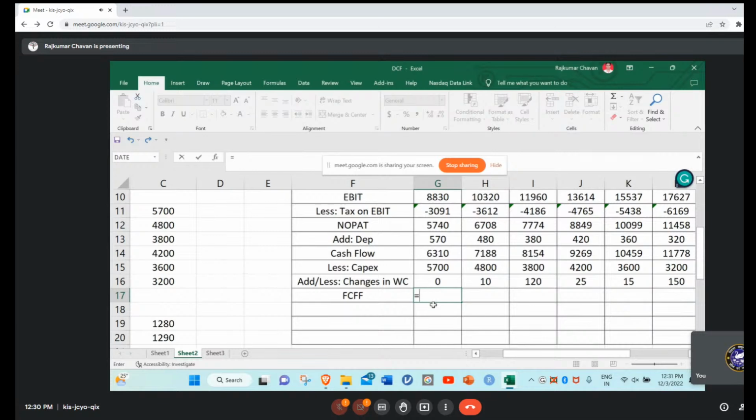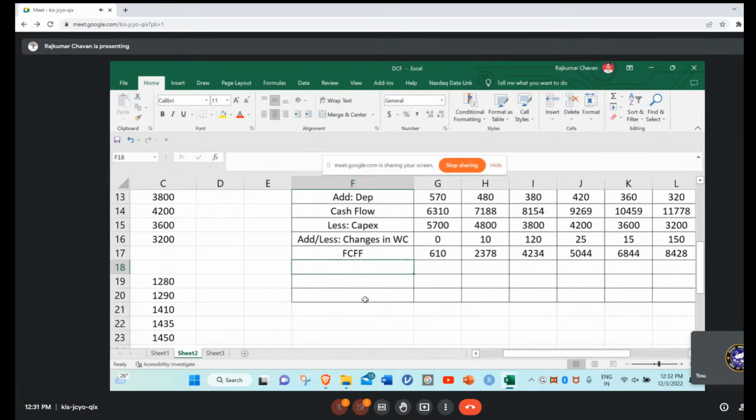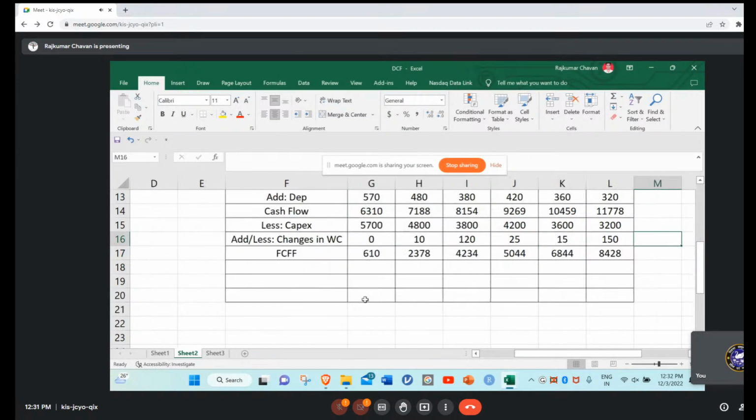NOPAT plus depreciation gives cash flow. Is the concept clear? Yes, sir. Okay. Next. Based on this, we got free cash flow to the firm, FCFF. Now, what is the objective of the DCF model? To calculate the value of the firm, the value of the business. We have just calculated free cash flow to the firm, but we did not calculate the value of Sonata company today. So we need to calculate the value of Sonata, because these are details of Sonata company.